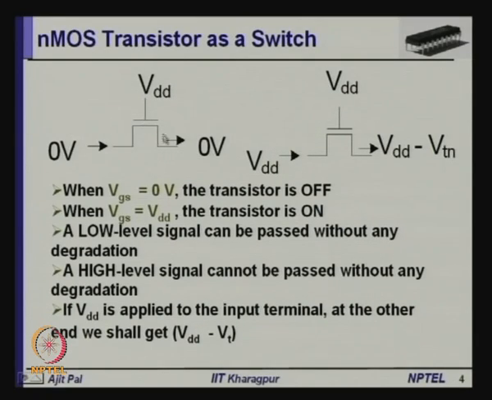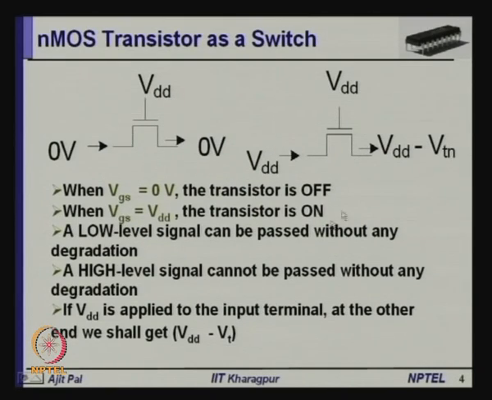We know that an NMOS transistor can be used as a switch, and when the gate voltage is 0, then the transistor is off, and when the gate voltage is VDD, the transistor is on. We also know that a low level signal can be passed through the switch without any degradation, as shown here. If 0 volt is applied, you get 0 volt, and a high level signal cannot be passed without any degradation. As we know, at the output you will get VDD minus VTN, where VTN is the threshold voltage of the NMOS transistor.